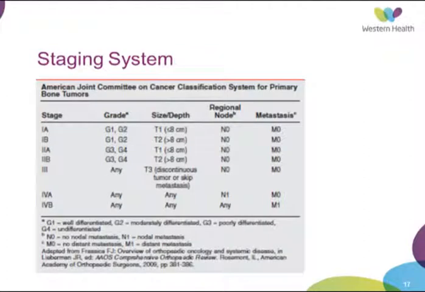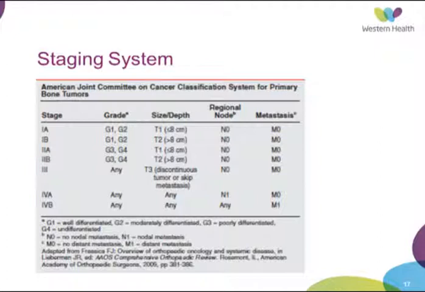So once we've done the workup, we've had the X-rays, and we've done the biopsy and the resection, then we have to stage the disease. The most commonly used system is the American Joint Committee on Cancer classification system for primary bone tumors. It has stages 1 to 4, so we're familiar with these. It looks at the grade of the tumor on histology, the depth and size of the tumor, and whether there are any regional nodes or metastases.